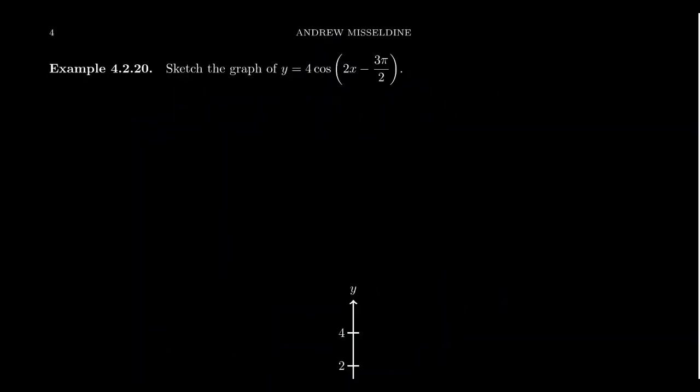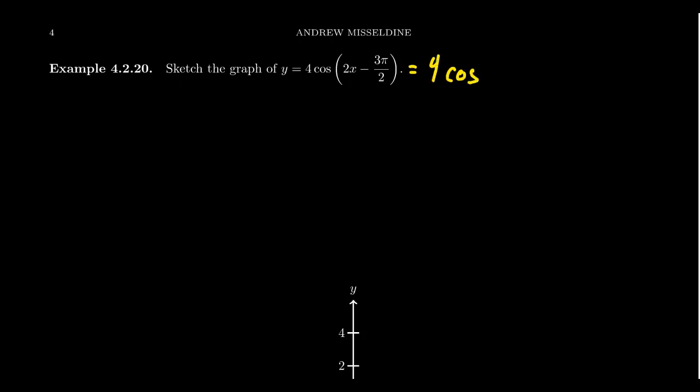Let's look at another example here. Let's consider the function y equals 4 cosine of 2x minus 3 pi over 2. Now we have to be a little bit more careful because in this situation, the horizontal shift is not factored. We have to factor the horizontal shift. So this format right here is incompatible with what we want to do.